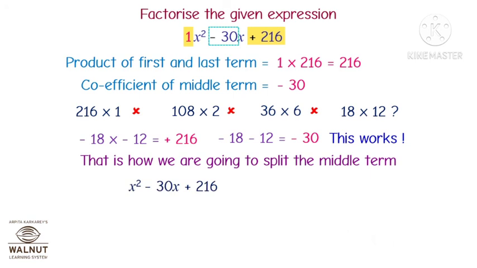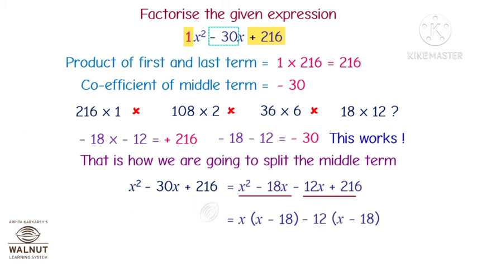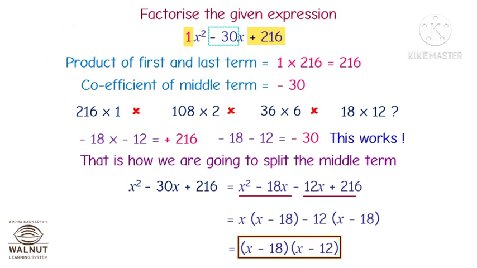x square minus 30x plus 216 is equal to x square minus 18x minus 12x plus 216, which is equal to x into (x minus 18) minus 12 into (x minus 18), which is equal to (x minus 18) into (x minus 12). You can check your answer in rough work by actually multiplying the factors and see if you again come to the original expression in the question.